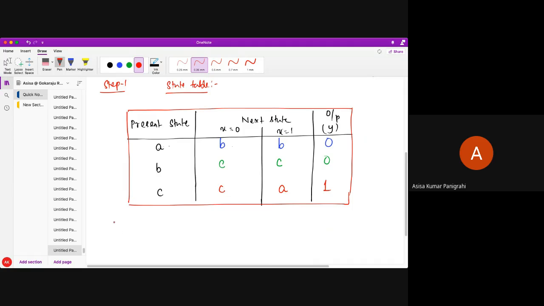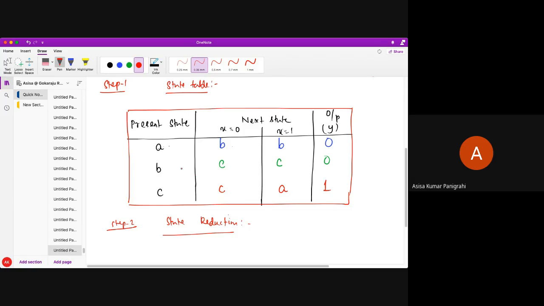Now what do I have to do? Step 2. So do you all understand step 1? Step 2 is state reduction. You can see here whether you can do state reduction or not. So how many states are there here? A, B, C, 3 states are there. Can we reduce the number of states?